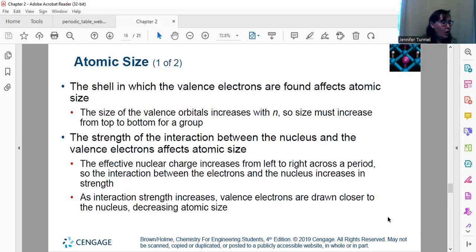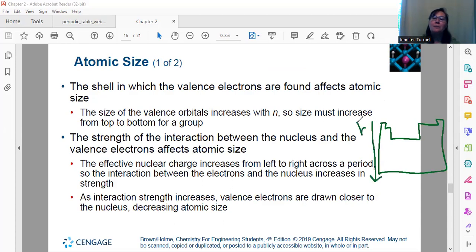Okay, so let's start by looking at atomic size. So the shell where we find the valence electrons affects our atomic size. So as the size of the valence orbitals increases with our energy level, so size must increase from top to bottom of a group. Okay, so I'm going to just kind of draw over here a little mini periodic table. Okay, so as we go down the periodic table, we get bigger.